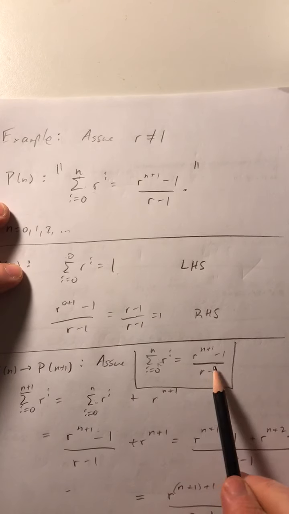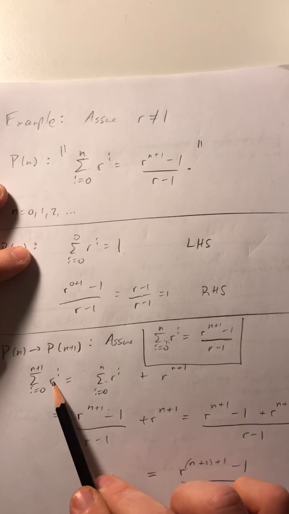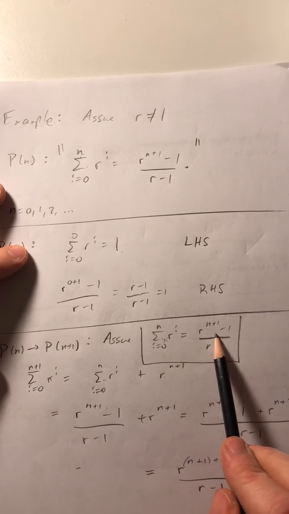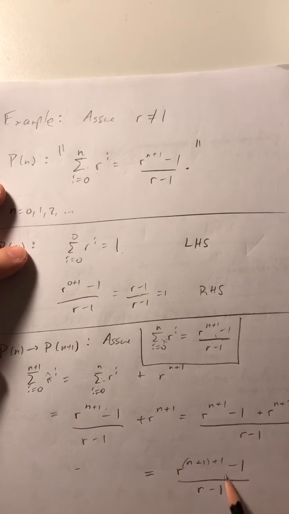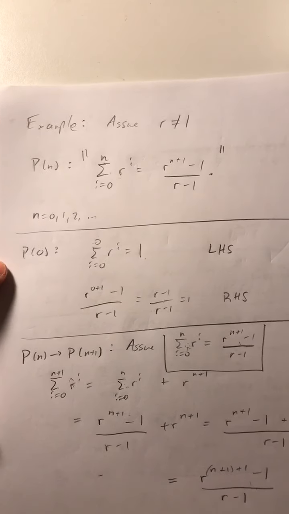So, if this Pn is true, then Pn plus 1 is true, because this is the left-hand side of Pn plus 1, and this is the right-hand side, and if this part in the box is true, then this is equal to this, which tells me that Pn plus 1 is true. Okay? This is another example of weak induction.